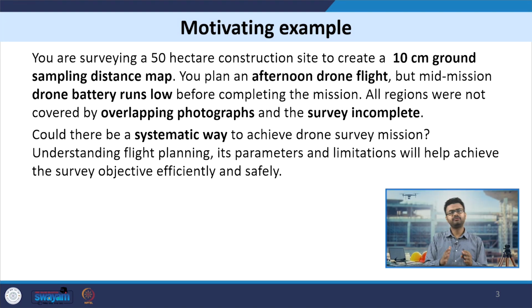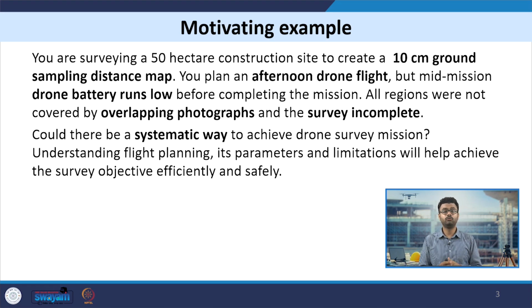You are surveying a 50-hectare construction site to create a 10 centimeter ground sampling distance map. So you plan an afternoon drone flight, but mid-mission the drone battery runs low before even completing the mission. All regions were not covered by overlapping photographs and the survey was rendered incomplete. So could there be a systematic way to achieve this?